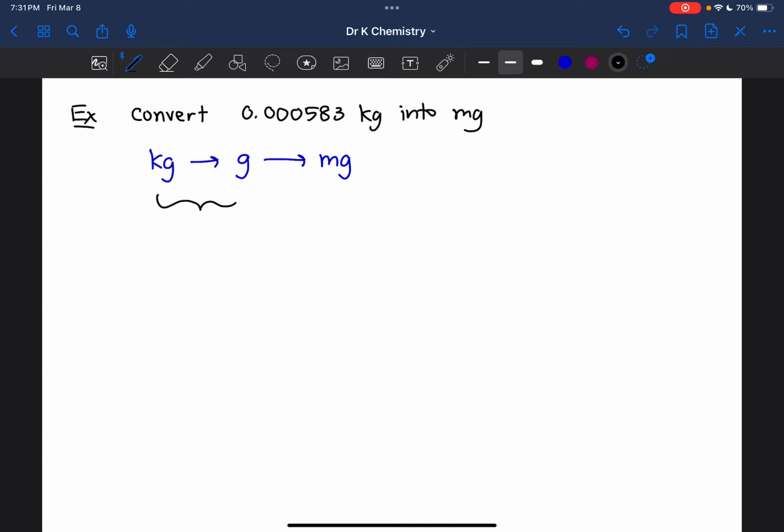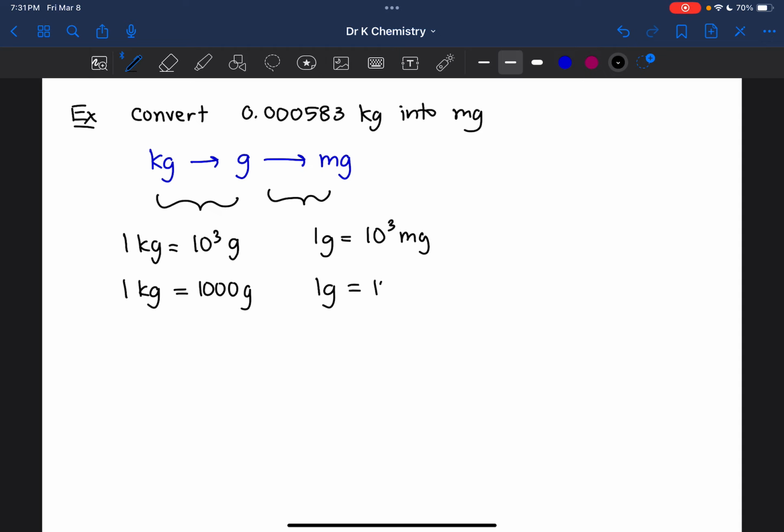And initially we saw that 1 kilogram is equal to 10 to the positive 3 grams, or we could write this as 1 kilogram is equal to 1,000 grams. We also saw that 1 gram is equal to 10 to the positive 3 milligrams, or 1 gram is equal to 1,000 milligrams.